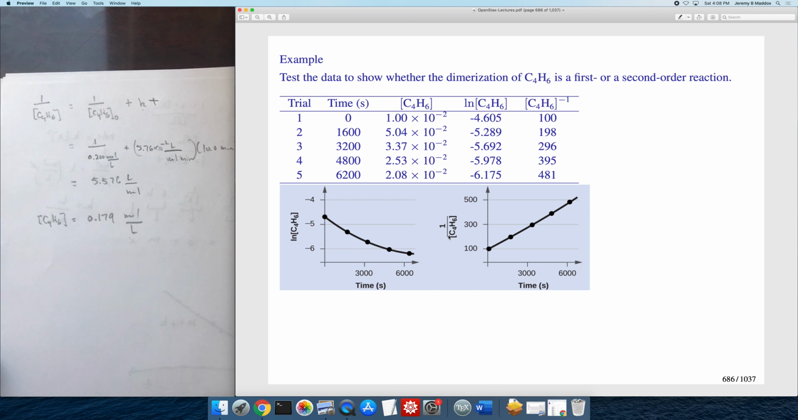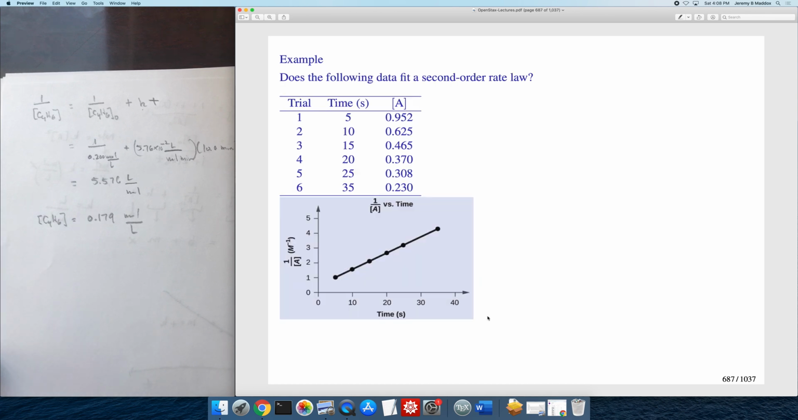For second order kinetics, when you plot the reciprocal of the concentration versus time, it should be linear and upwardly increasing, which it is, therefore it's second order. So you can use a graphical analysis to identify the reaction order for a reaction. What about this graphic? Just like we would expect, if you plot 1 over the concentration versus time, we get an upwardly increasing graph. Therefore, this should be a second order reaction.